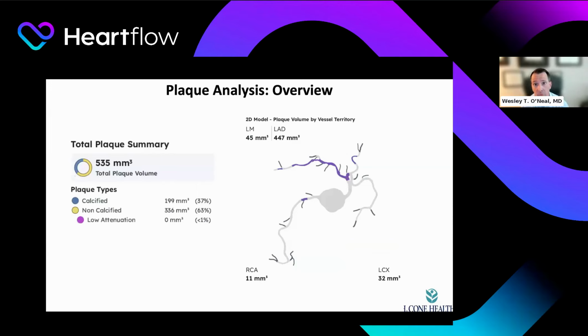Again, this is what you get from the plaque analysis overview. You'll get a total plaque score for this patient, which is what we got, of 535. A lot of calcified plaque, 199 millimeters cubed, which was 37% of the total plaque volume, but a tremendous amount of non-calcified plaque, 63% or 336 millimeters cubed. And then you're able to see the distribution and makeup in a diagram format from the spider view for the analysis. And it shows you that most of the plaque is in the LAD, minimal in the RCA, and nothing significant in the circumflex.